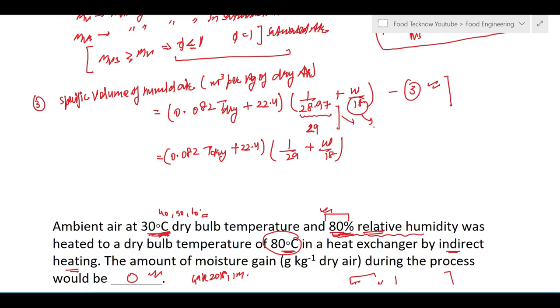तो ये मैं बता रहा हूँ कि इन चीज़ों को पहले याद करना, समझना और फिर उसके बाद पेपर में उसको कन्वर्ट कर पाना मुश्किल होता है। तो इसीलिए आप इन फॉर्मूलाज़ को अच्छे से याद कर लो, रट लो बल्कि, ताकि आपको उस समय कोई भी दिक्कत ना हो, ठीक है। और मैंने यहाँ पर ये बताया कि जो specific volume of humid air है, so it is equal to 0.082 into dry bulb temperature plus 22.4 into 1/29 plus W/18. तो ये term आपको easily याद हो जाएगी.